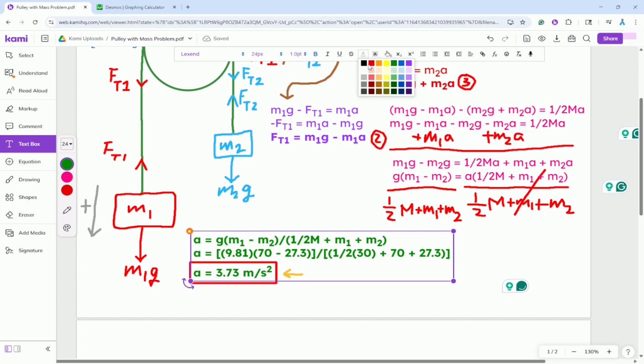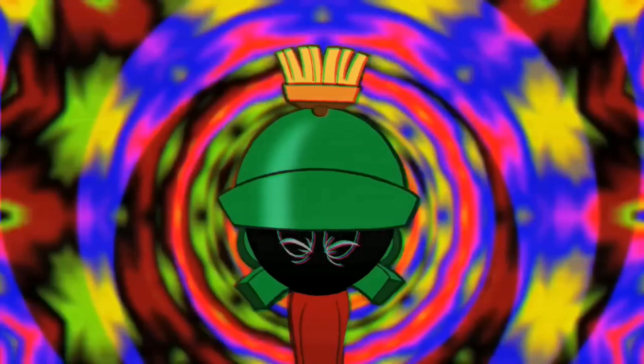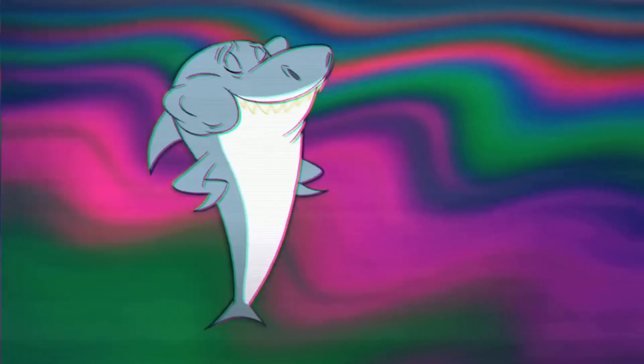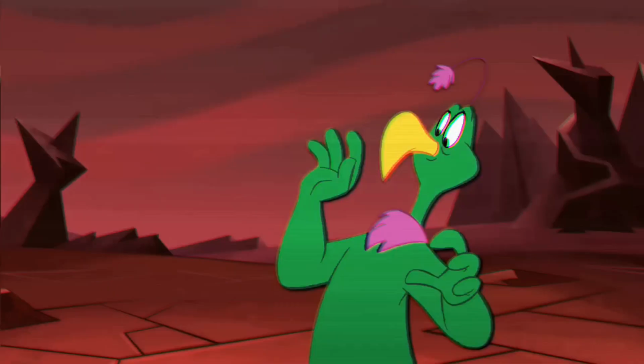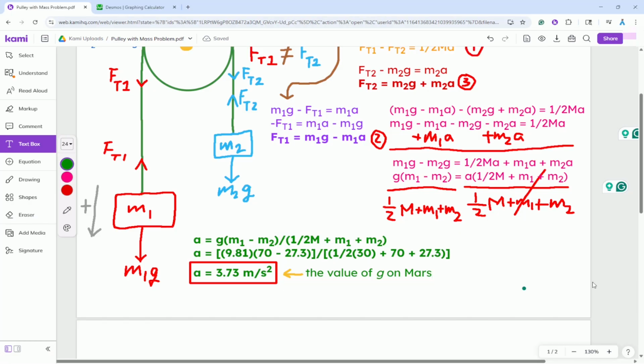Fun fact, this is actually the value of g on Mars. I'm a Martian, not a great white shark. I'm a Martian. I play frisbee in the park. This is actually the value of g on Mars. If you go to Mars and you measure the gravitational acceleration there, it's 3.73 meters per second squared. It's very close to 3.73 meters per second squared. For 3 sig figs, this is as close as you could get.